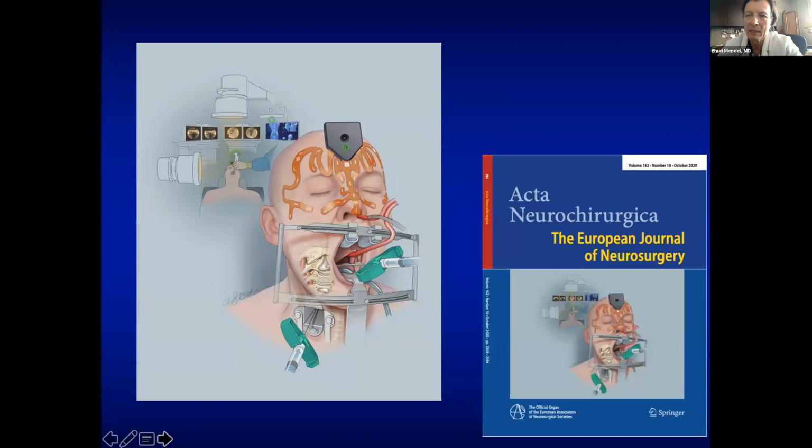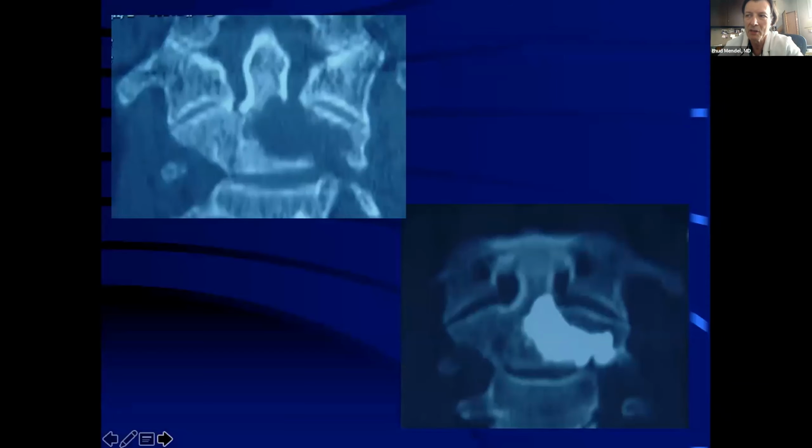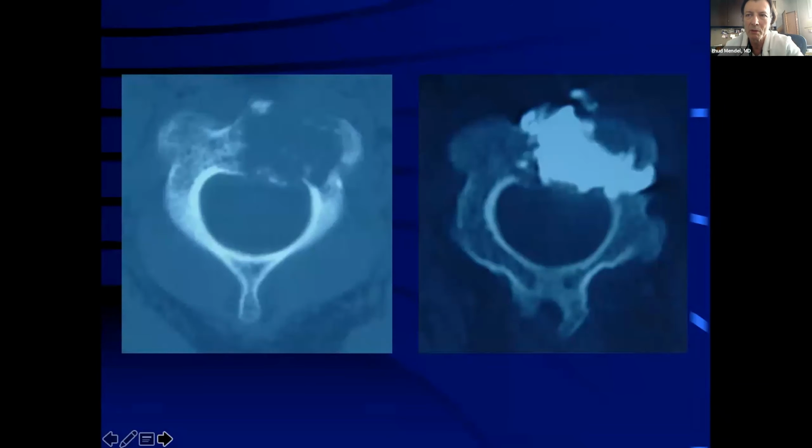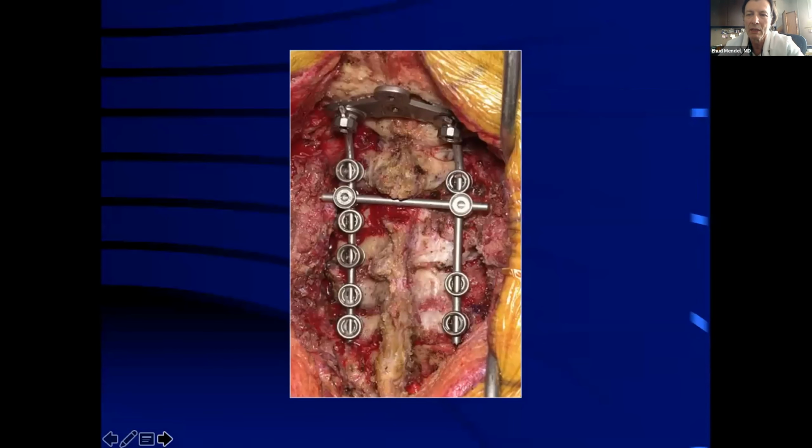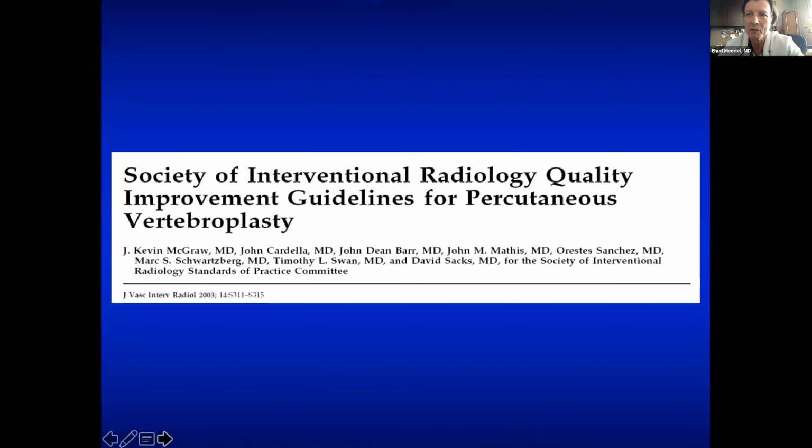This is a technical note that we have described for the patient who needed a C2 transoral cement injection. And you can see right here that typically with a fracture like this at C2, we ended up doing an OC fusion, but through a transoral approach, you can inject cement into the C2 vertebrae and spare this type of surgery where you do an OC fusion.